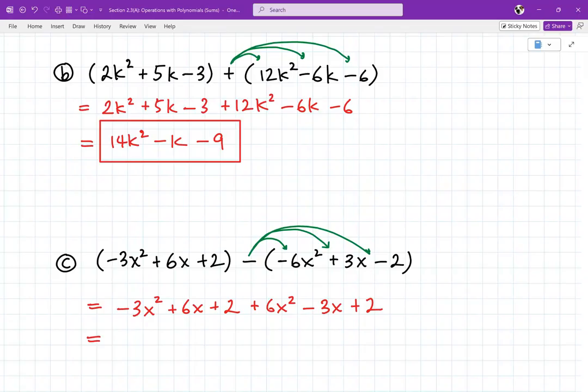From there, just combine your like terms. So I have a negative 3x squared and a positive 6x squared. So that's going to give me a positive 3x squared when I combine those. So that's positive 3x squared. And then I have a positive 6x and a negative 3x. So 6x minus 3x, that's positive 3x. And then a 2 plus 2, that's 4. And I'm done.